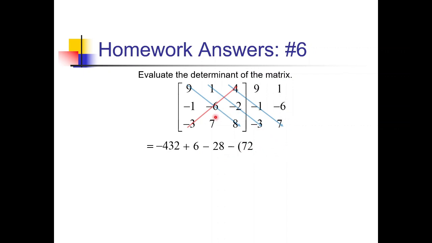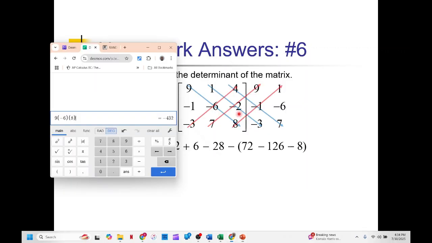Next, we've got 7 times negative 2 times 9. Well, let's see here. That's 63 times negative 2, so negative 126. And then we've got 8 times negative 1 times 1. That's going to be negative 8. All right, let me add all this on the calculator.